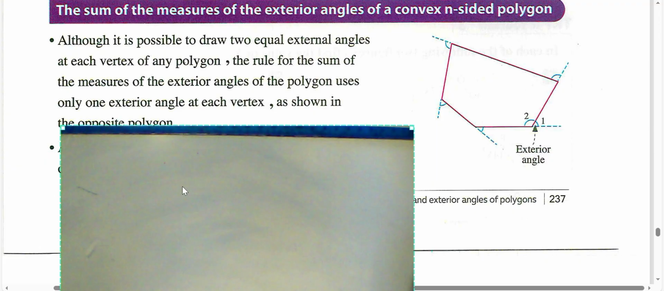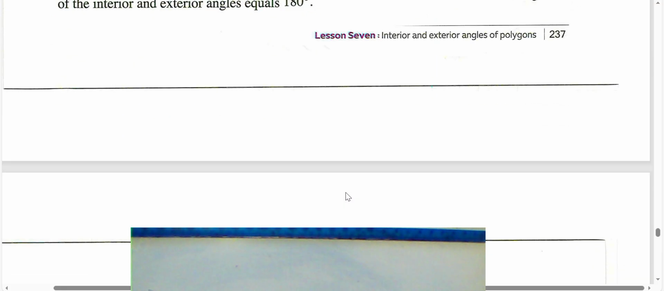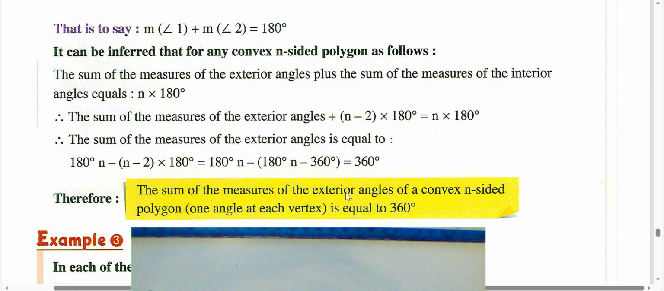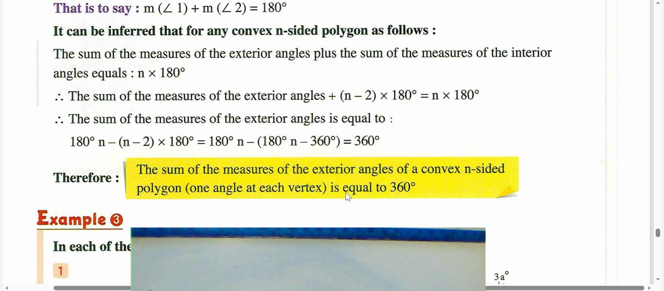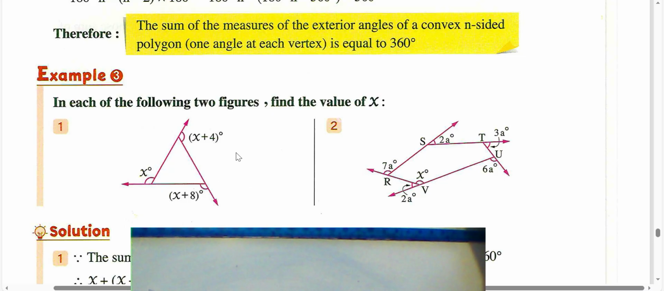Next question: the sum of the measures of the exterior angles of a convex polygon will be 360. Okay, it's the rule here. If we have exterior angles in a polygon, the sum of them equals 360. About convex polygons, you must know this rule: the sum of the measures of the exterior angles, one angle at each vertex, equals 360. You can collect them together like this: the sum of exterior angles equals 360.